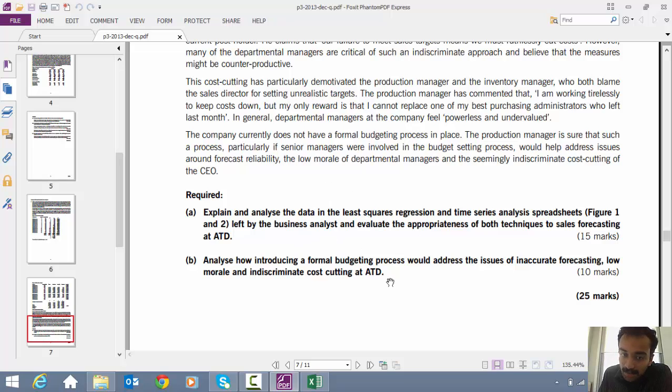There's a little bit there on budgeting, which yet again is largely knowing your stuff and being able to relate to the specific problems here and how budgeting will help those problems. But today we'll particularly look at part A of the question.